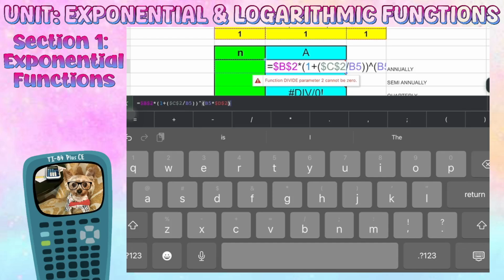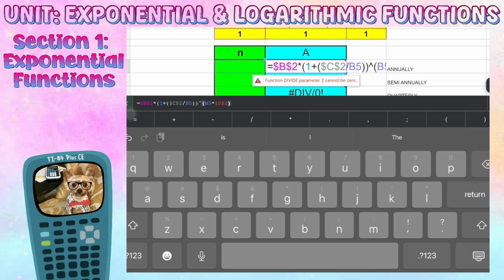Backspace that. So B2 is going to be the 1 under the P for principal. Dollar signs to sort of lock it in place. Ignore those for now. We could have a conversation about how to lock a row another time. I don't have time right now. Times the quantity 1 plus C2, which is your R, over N.